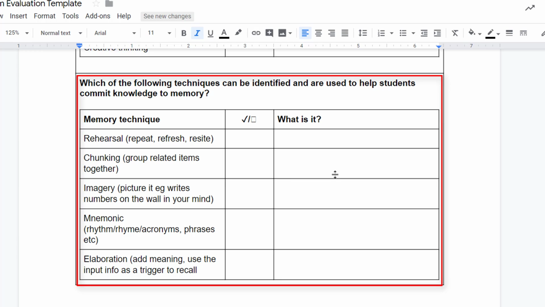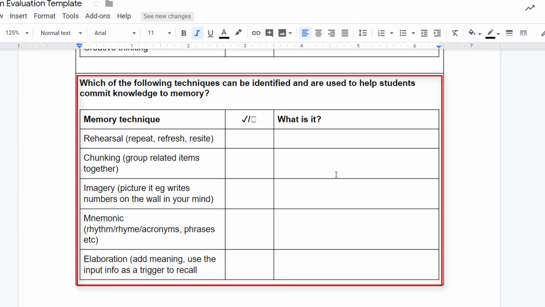We can also use mnemonics, so rhythms, acronyms, etc., or we can use elaboration, and that's where you're really adding meaning to what the student is learning. So making those real world connections for your students, connecting it in with their interests is what actually will help them here to recall and store in the information and do it well.